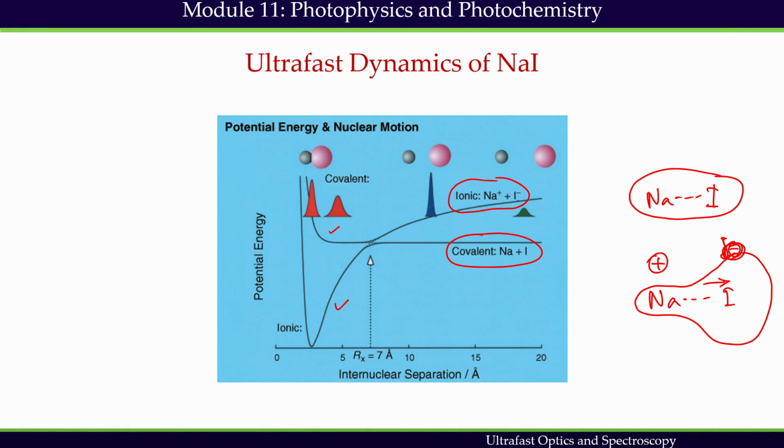However, if there is a non-adiabatic transition from the upper state to the lower state through the avoided crossing, then the molecule does not need to change its electronic character. It is always covalent. So basically the covalent curve after crossing looks like this, and the ionic curve after crossing looks like this.